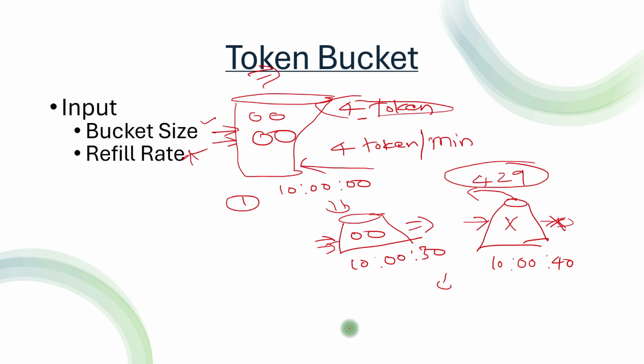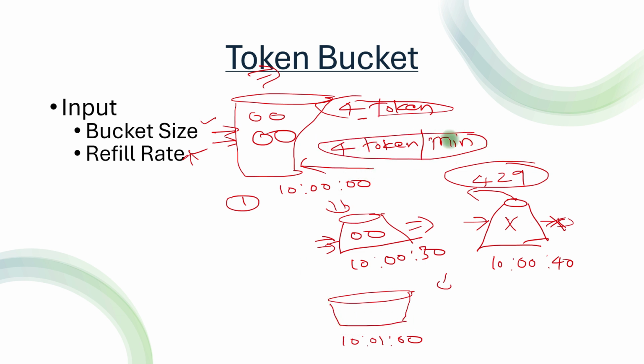Let's say time passes. Now we are at the 1 minute mark, right? So we have that refill rate of 4 tokens per minute, because now we are starting the next minute. So those tokens will be refilled in here, and if any request comes in now, it will check whether tokens are available. Yes, this is available, so it will pass it on, and the cycle will be repeated from here. That is what the token bucket algorithm is.